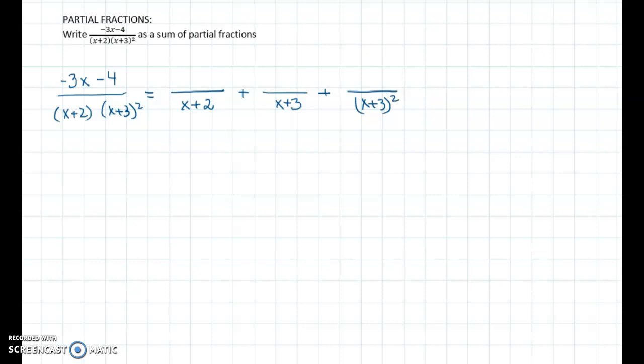If instead of having (x+3)² we had a cube, then we'd have to write the three powers up to get to (x+3)³. So we'd have (x+3), (x+3)², and (x+3)³. But in general, we are going to see examples where we have a linear factor squared, and then we need to open this up to two fractions, one with the denominator the linear factor, and the other with the denominator the linear factor squared.